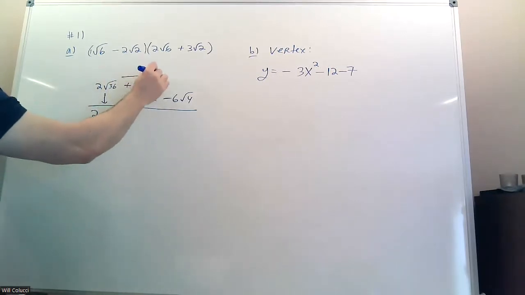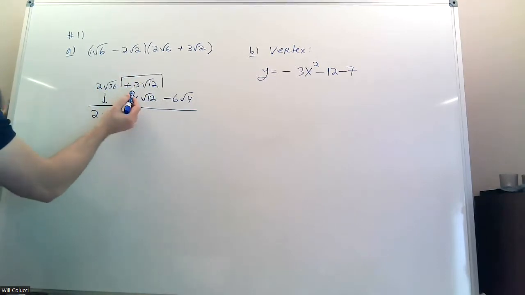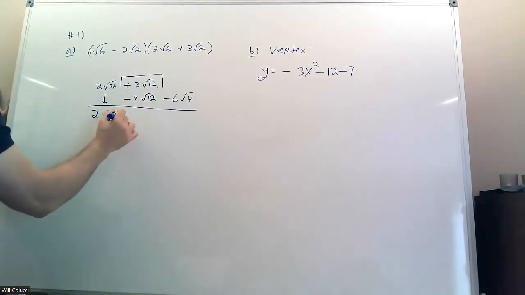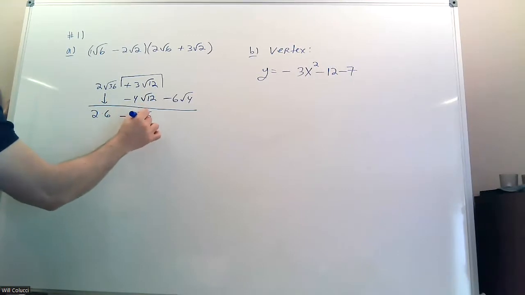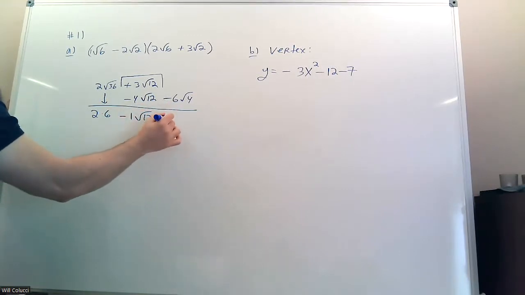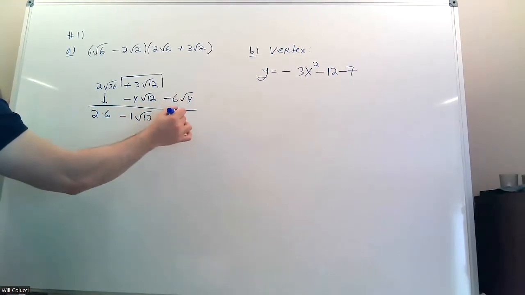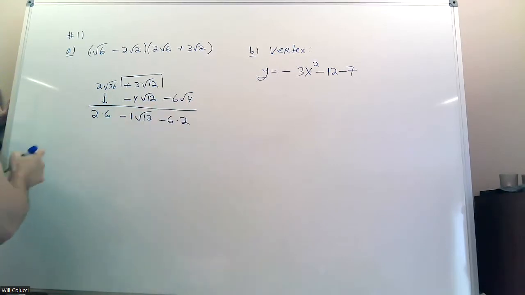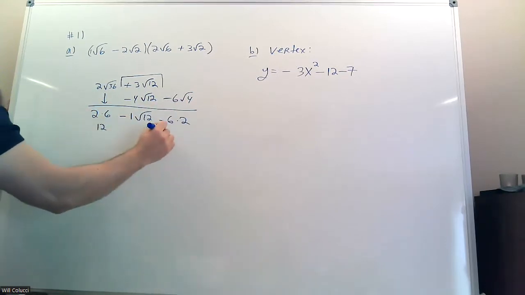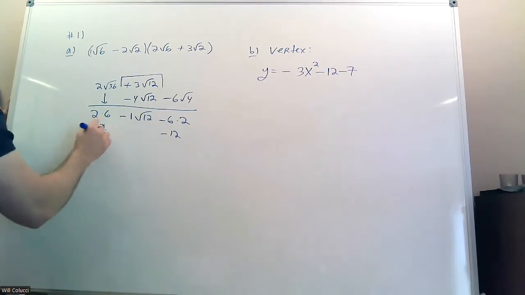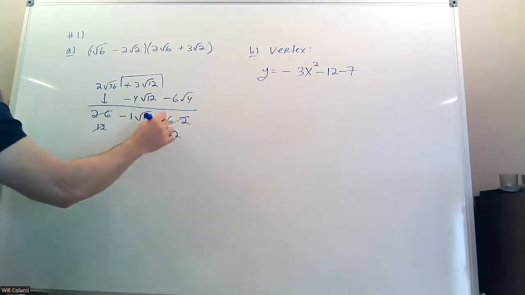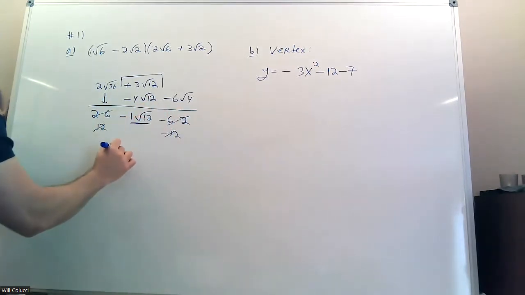Here you can combine them, and I want you to. 3 radical 12s take away 4 radical 12s is negative 1 radical 12s. Negative 6 stays. Radical 4 is a perfect square, comes out of jail. So you get 2. What's cool here is you get a 12 there, and you get a negative 12 there. So they cross out. These numbers are going to be gone, and all you get is this.